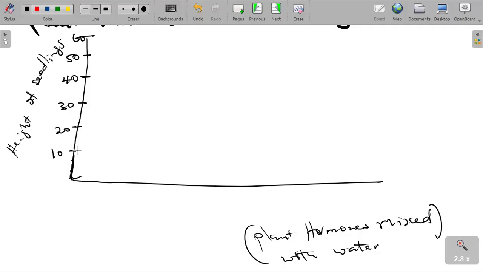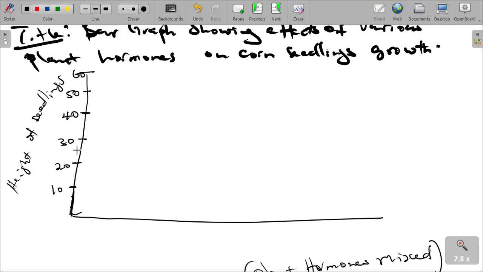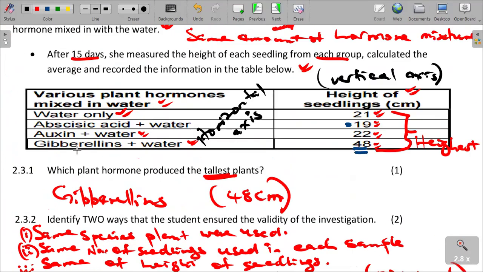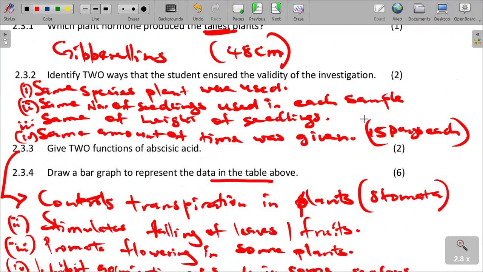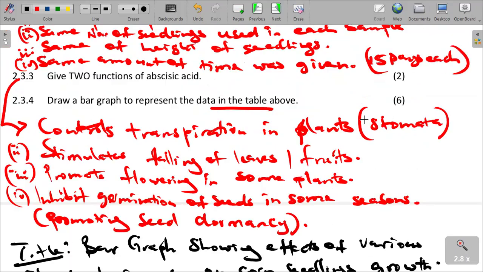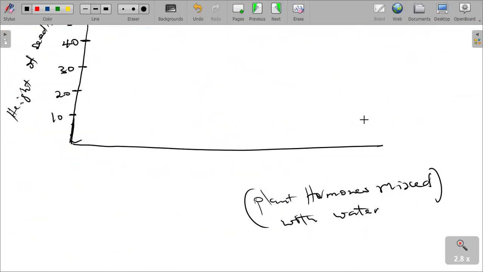And remember that you are drawing this graph with a ruler. You don't just draw with a free hand. Now I can use a free hand because right now I'm just sketching, but you need to use a ruler. The first one is water only, which is 21 centimeters. Don't forget to indicate the units, in centimeters.